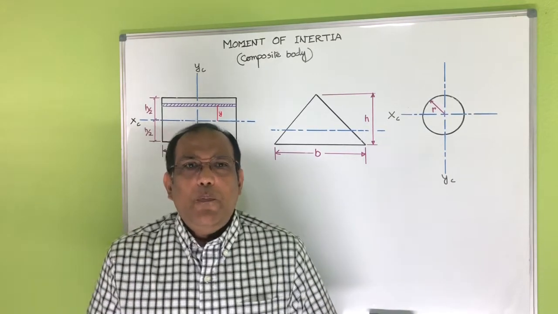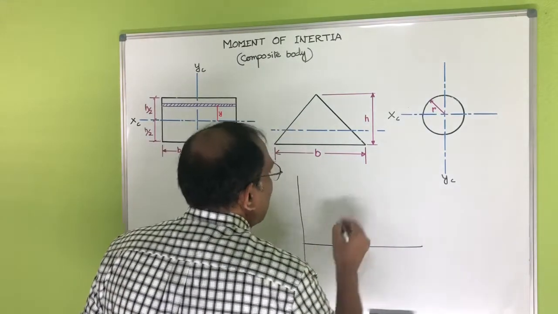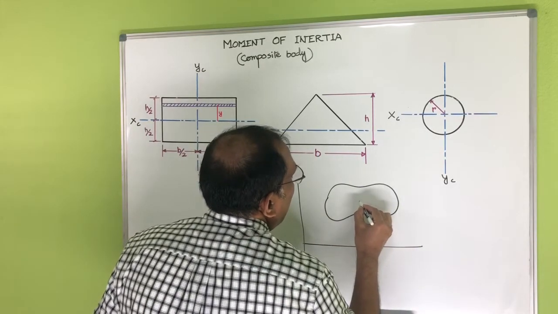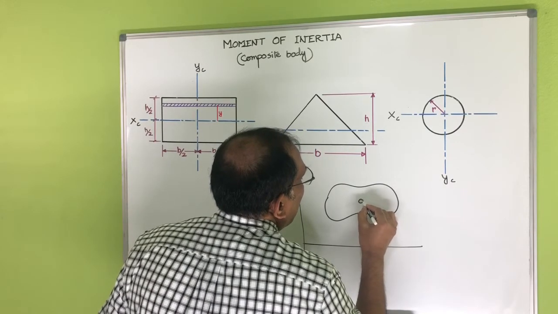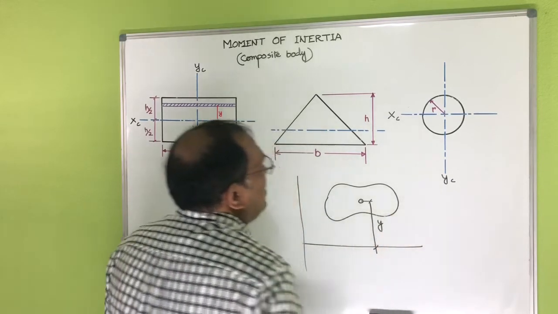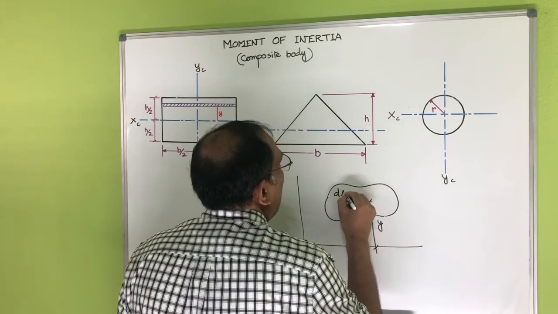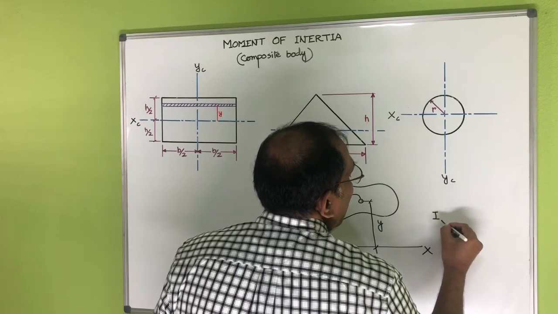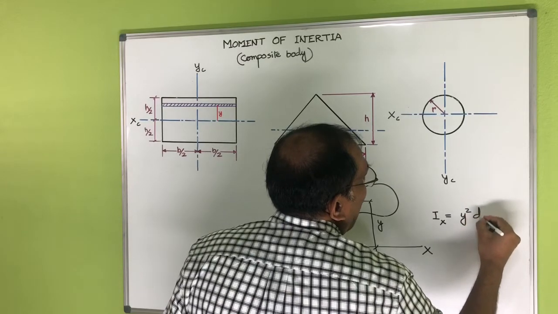So moment of inertia is something like this. Let's say this is my x-axis and y-axis. Here is any body. Let's say this distance is y. So this is a small area dA. So your moment of inertia along the x-axis is basically y squared dA.